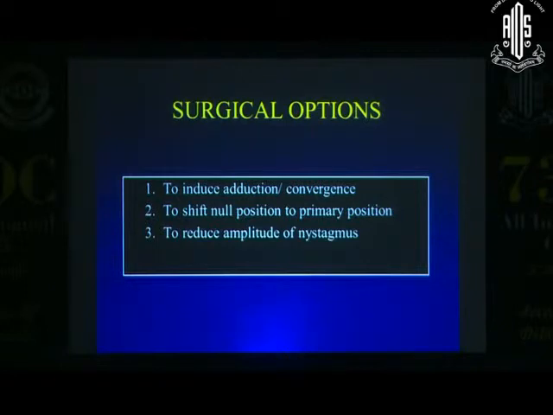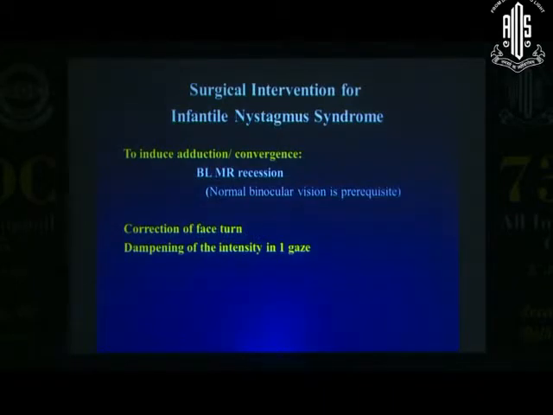Surgical options include to induce adduction convergence that has been talked about, to shift the null position to the primary position, and to reduce the amplitude of nystagmus. So essentially, your intervention in infantile nystagmus syndrome is based on these basic principles. We've talked about inducing adduction or convergence; you can do a bimedial recession. This is for damping this.